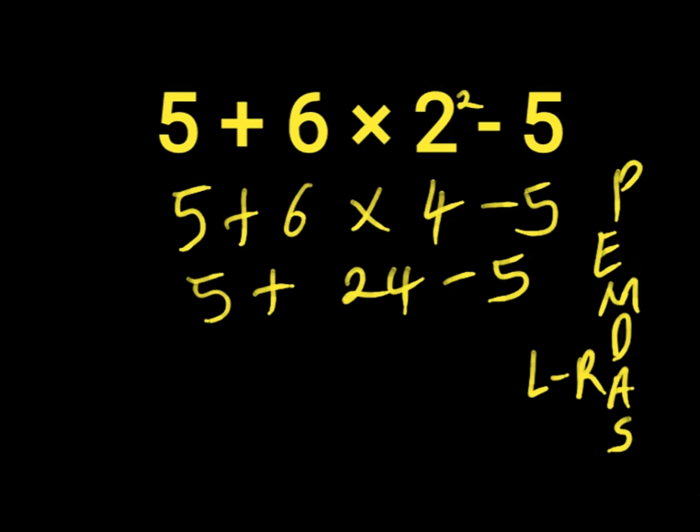Then we have addition and subtraction here. We first solve our addition because addition and subtraction have equal priority, so we move from left to right. So 5 plus 24 will give us 29. And 29 minus 5 is 24. 24 is the right answer for this expression.